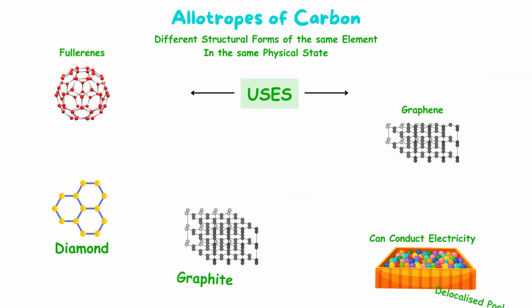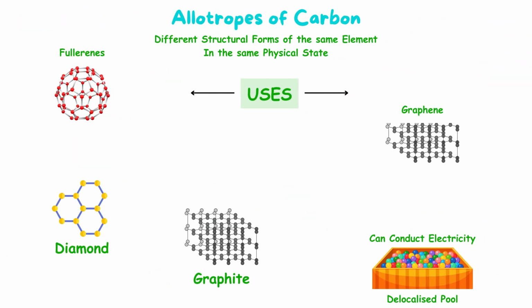In today's video, we are going to explore the allotropes of carbon, particularly focusing on graphene and fullerenes. Most of our time will be spent learning about the many ways these fascinating forms of carbon can be used in science and technology. To start, let us quickly remind ourselves what allotropes are.